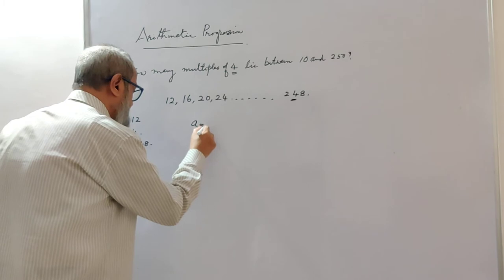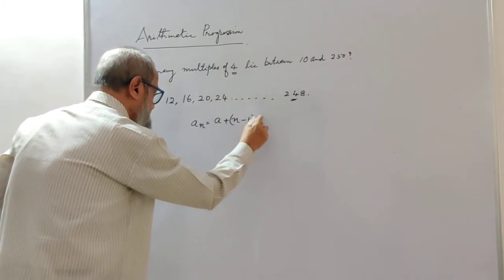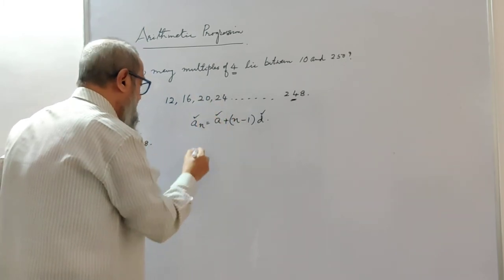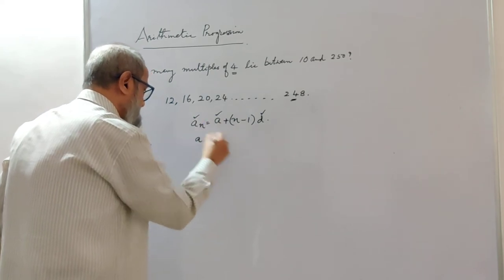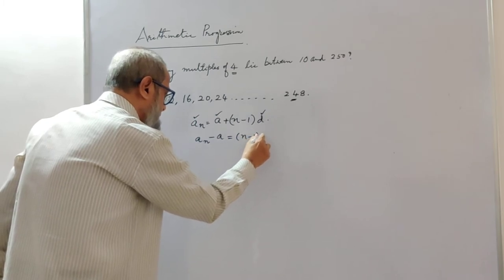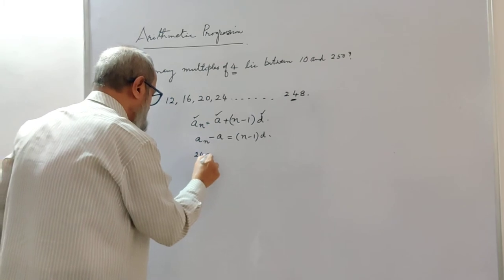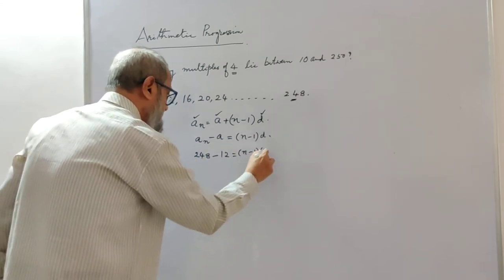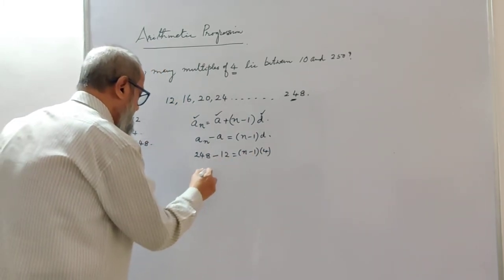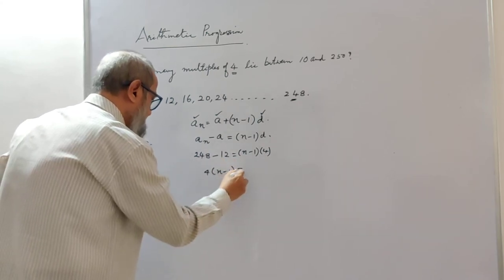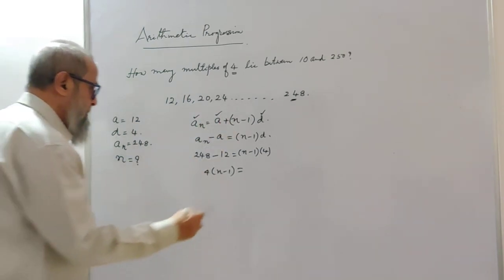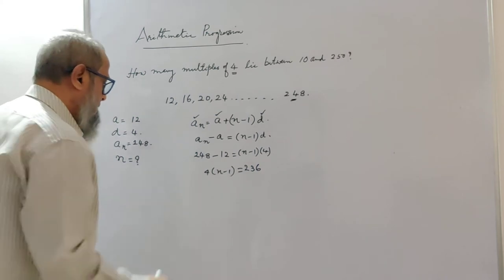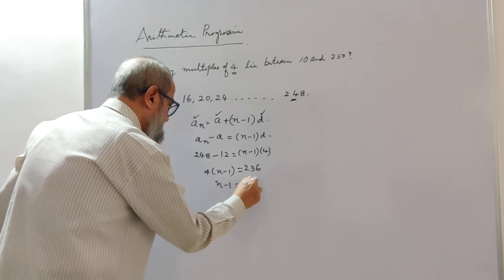So, you have to use the formula AN is equal to A plus N minus 1 times D. Now, we know AN, we know A, we know D. What we have to get is N. Now, AN minus A, if you transfer this side, will be equal to N minus 1 into D. So, AN is 248, minus A is 12, is equal to N minus 1 into D, which is 4, right? So 248 minus 12 is 236. So N minus 1 will be equal to 236 divided by 4.